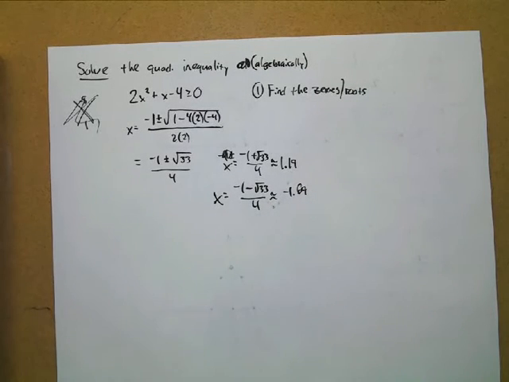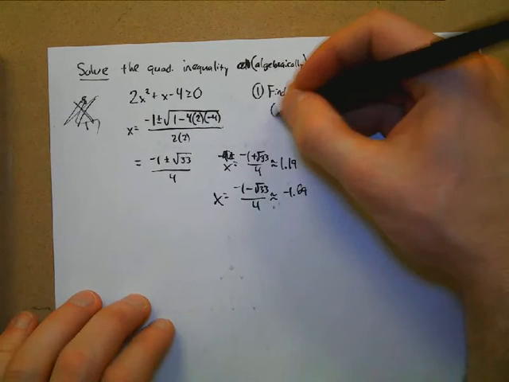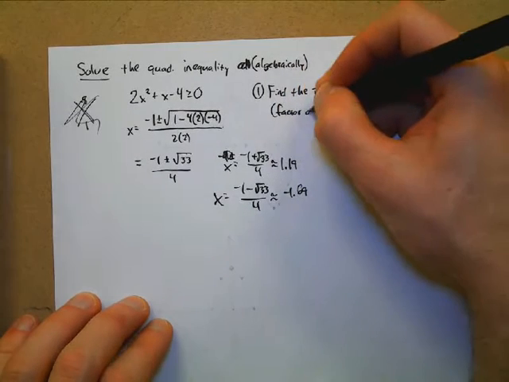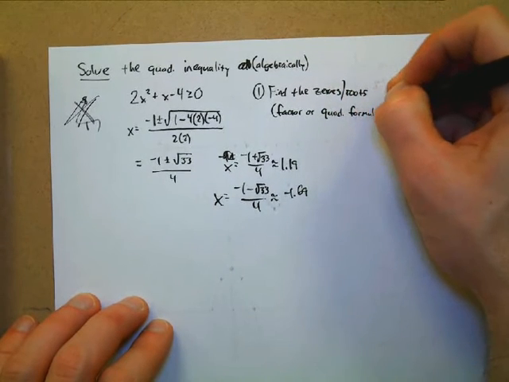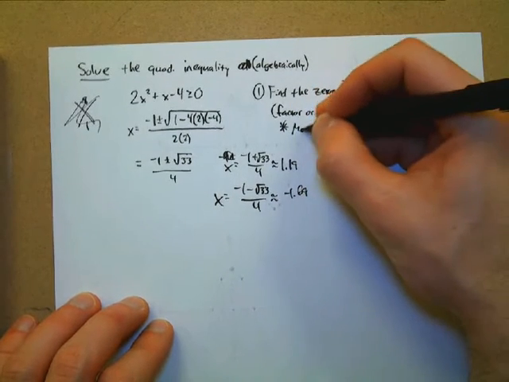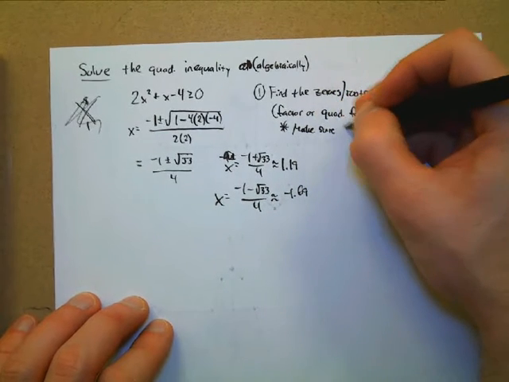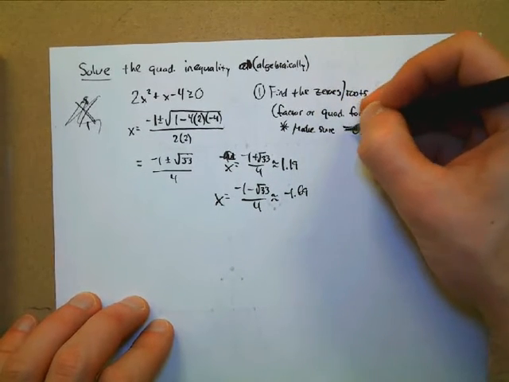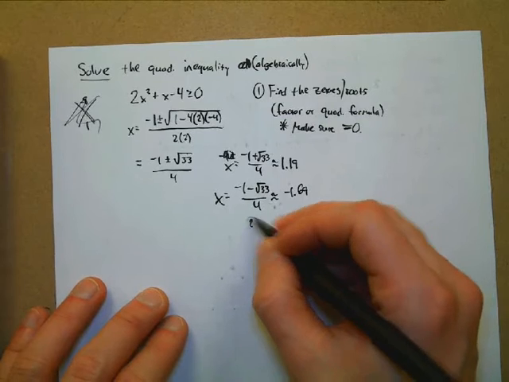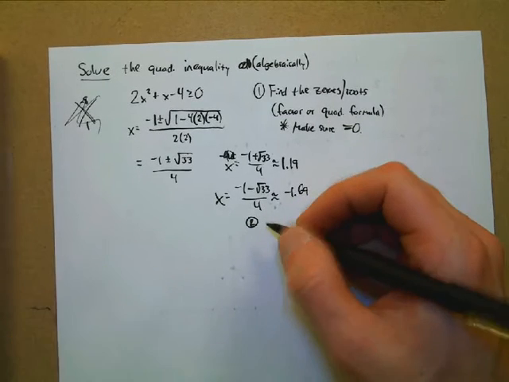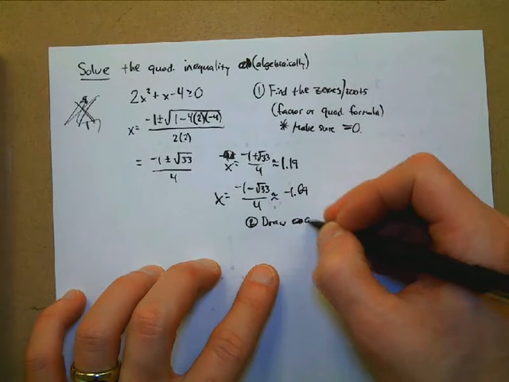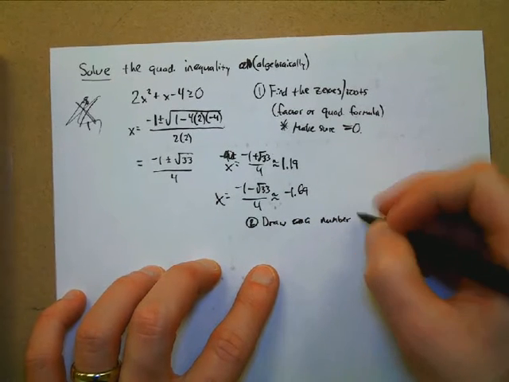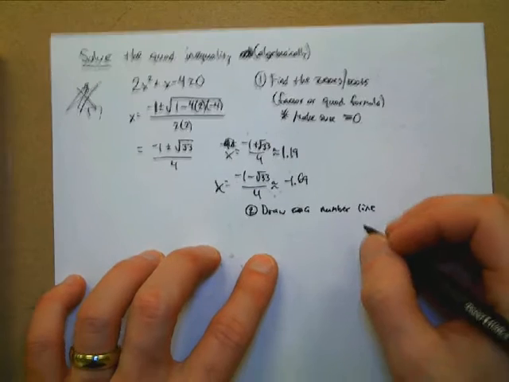Make sure equals 0. Okay. Number 2. We're going to draw a number line containing those zeros. Okay, so number line. And we're going to put the zeros on there.